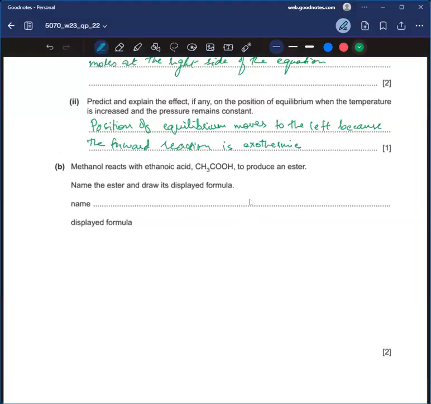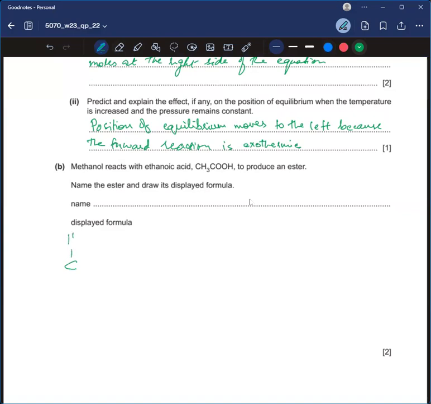Okay, so part B. Methanol reacts with ethanoic acid to produce an ester. Here is the formula of ethanoic acid. Name the ester and draw its displayed formula. First, I would suggest you draw the displayed formula, so naming the ester would be pretty easy. And here I will just show how the ester would form. First, I guess I should draw ethanoic acid.